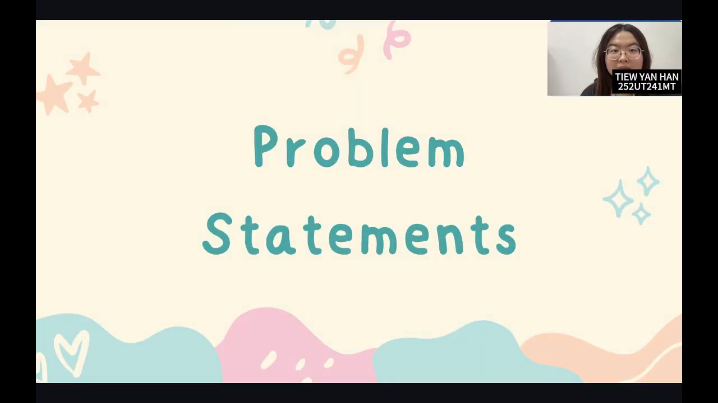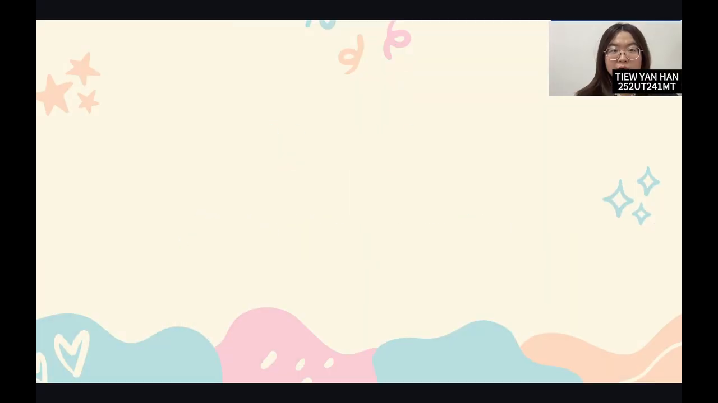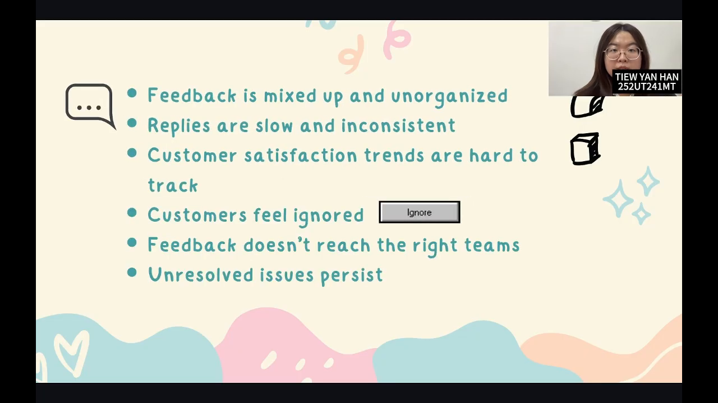Thank you, Jingming. Hi, I'm Yan Han. Now I want to talk about the problem statement. Customer feedback is usually mixed up and confused, so it becomes difficult to extract the most important insight. If there is no definitive and organized procedure, replies get slow and inconsistent, and customer satisfaction will not be easily managed. Consequently, customers will have the impression that they are ignored, the feedback input will not get to the right people, and the problems that have not been resolved will remain.